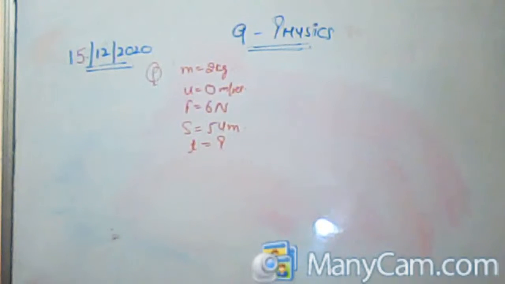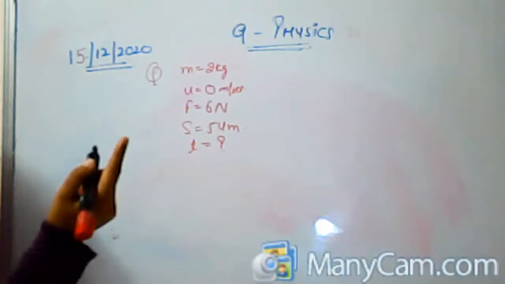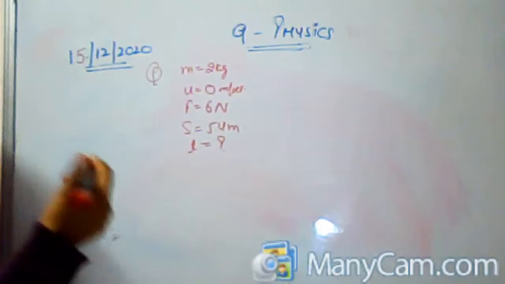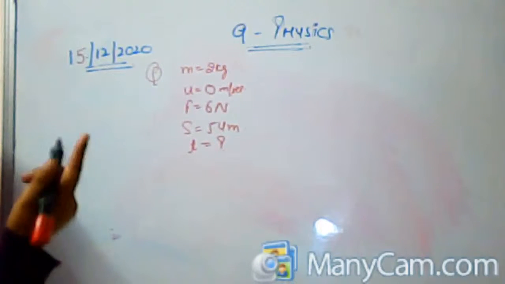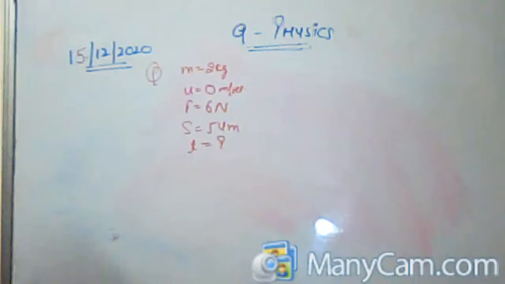Fine. So what do we need to find? We need to find time. Which formula are we going to use? For time we have two formulas. One is v is equal to u plus at. That also has time, but time is not given, and v, the final velocity, is also not given. So we are not going to use that.